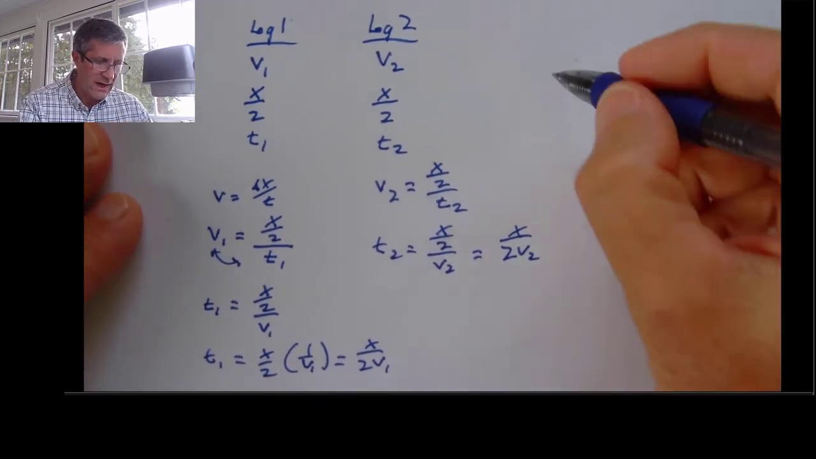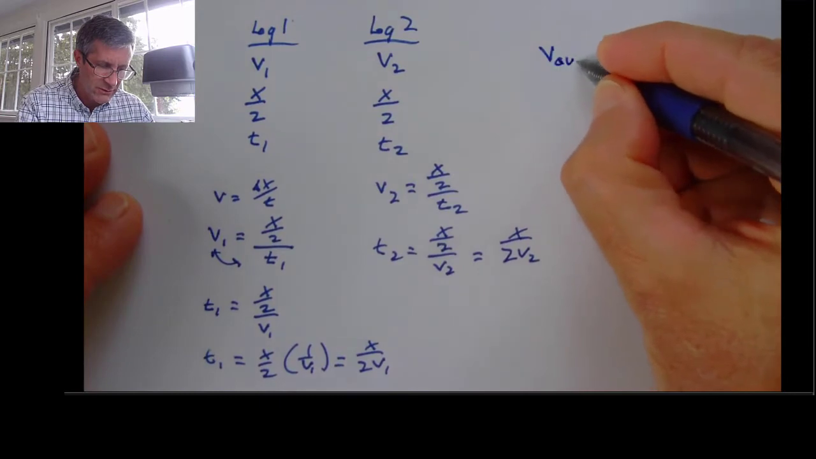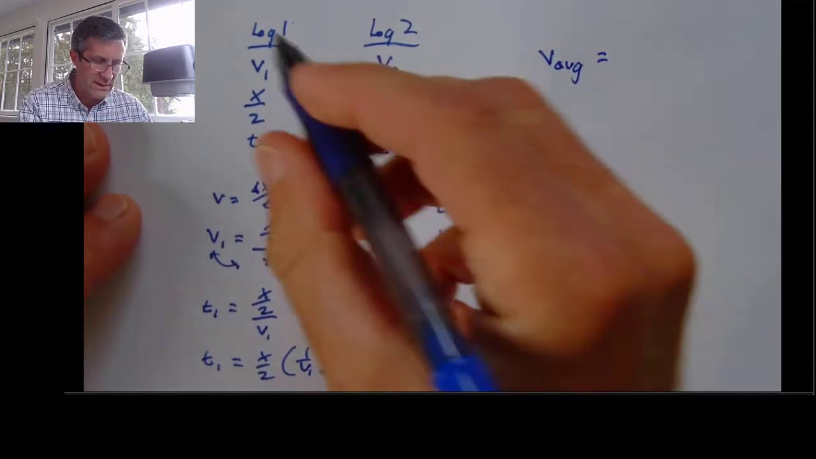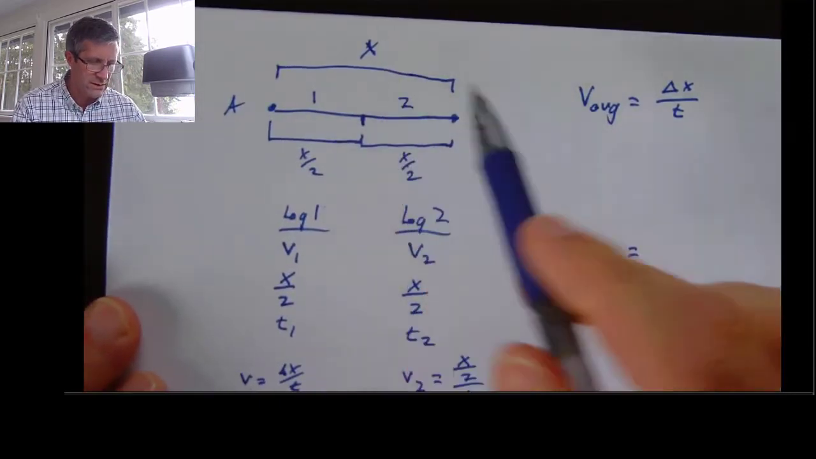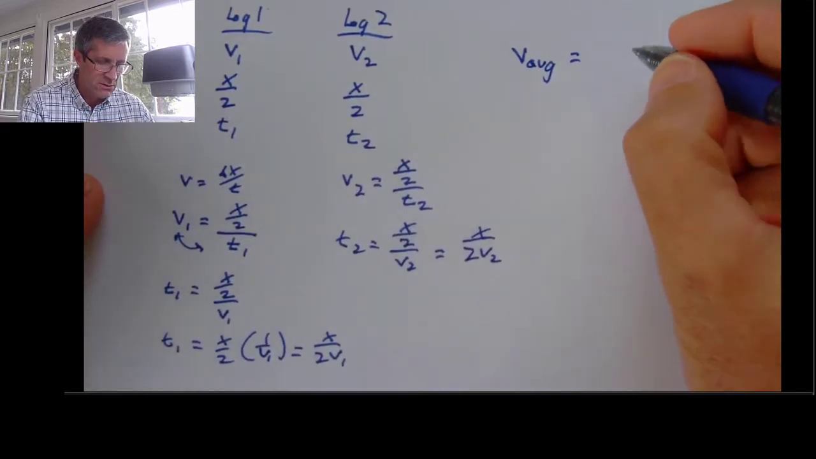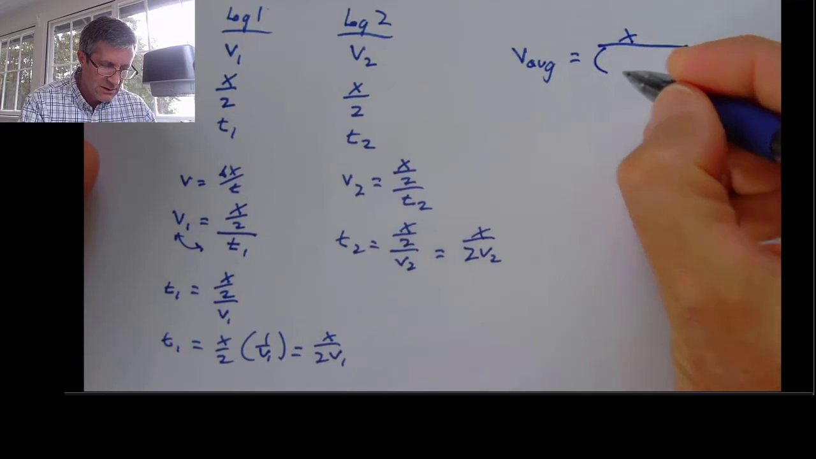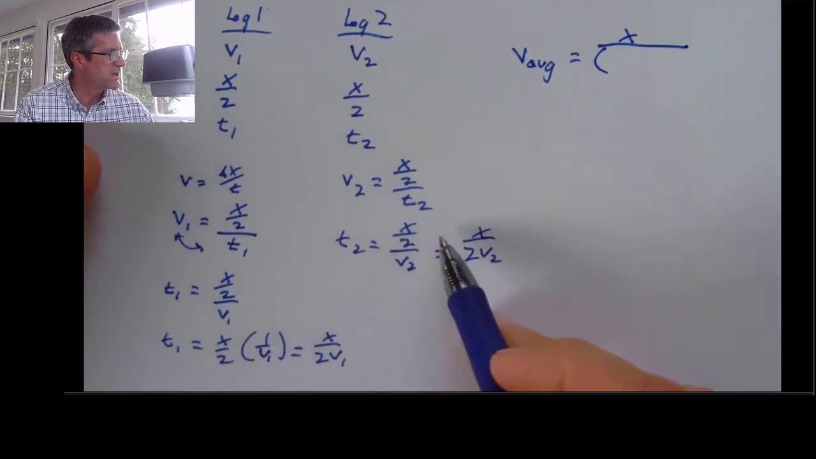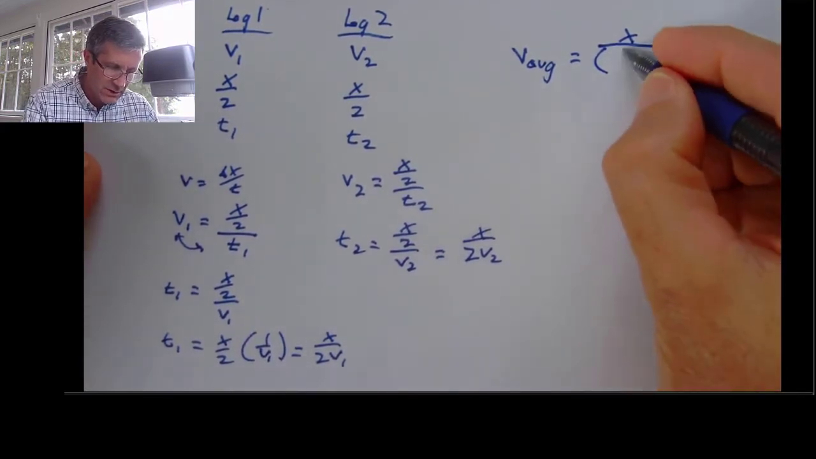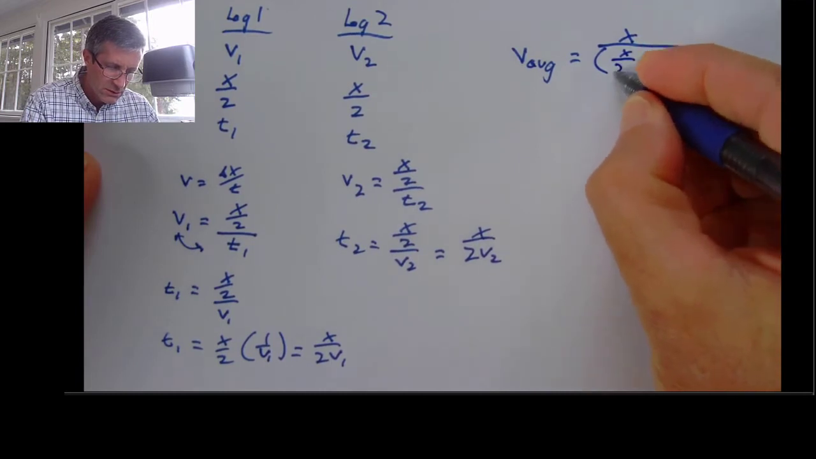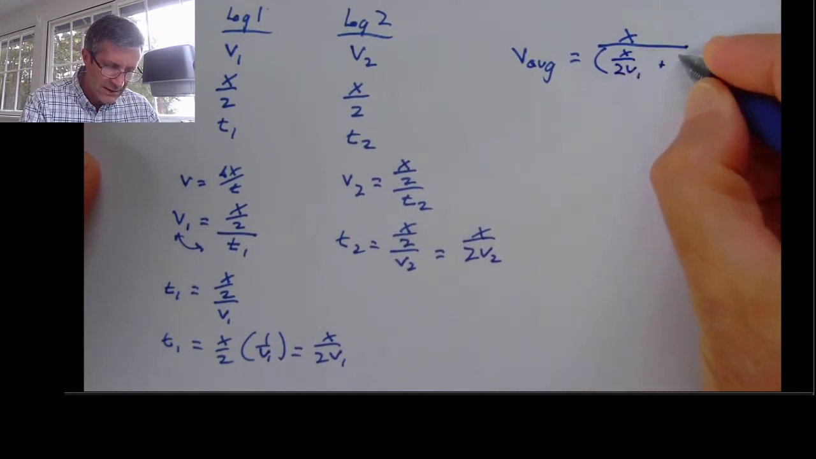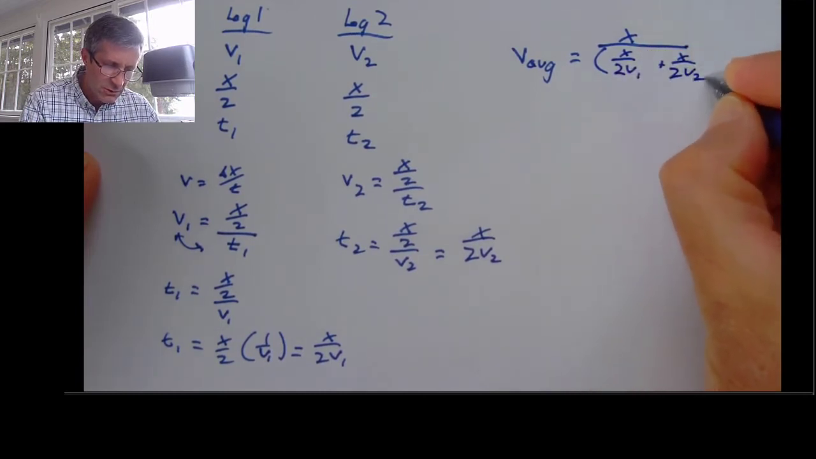Okay, so I'm going to go to my average velocity. This is what I'm interested in. This is going to be my total distance, which I'm defining as x, divided by my total time. It's going to be my time for leg 1 plus my time for leg 2. So I'm going to put x over 2v1 plus x over 2v2.